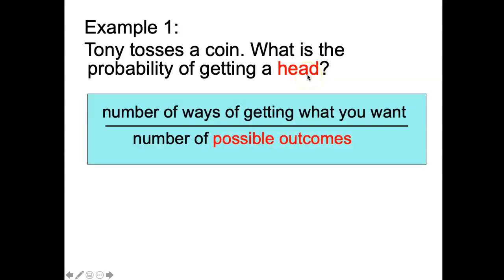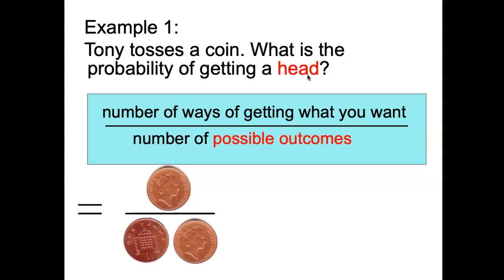Okay, so again, I put the formula, number of ways of getting what you want, and you want a head, and then for the possible outcomes, you have one head in that coin, divided by the number of possible outcomes. There are only two possible outcomes. When you flip the coin, you can either get a head or the other side of the head. So this is the other side. Okay, so that means that in fraction, I can show the probability. I have one head, one, and then divided by two possible outcomes, so 1/2.